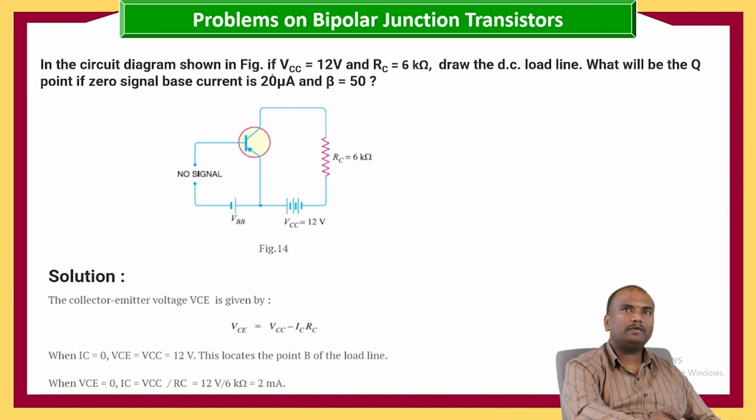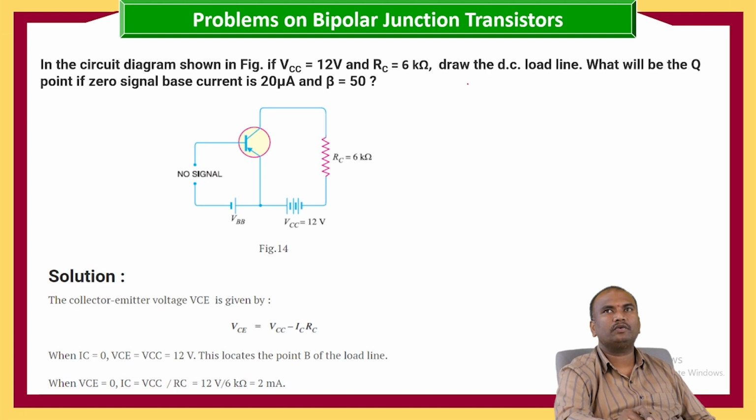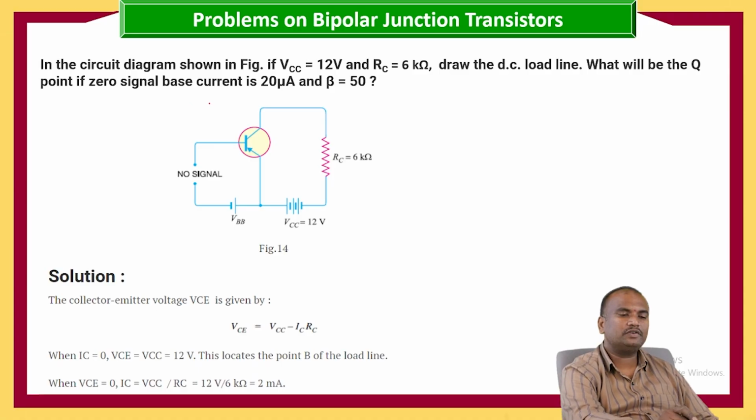In the circuit diagram shown in figure, if VCC is equal to 12 volts and RC is equal to 6 kilo ohms, draw the DC load line. What will be the Q point if zero signal base current is 20 microamperes and beta is equal to 50?